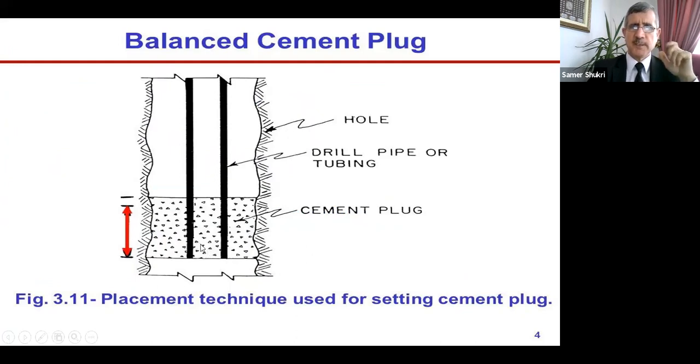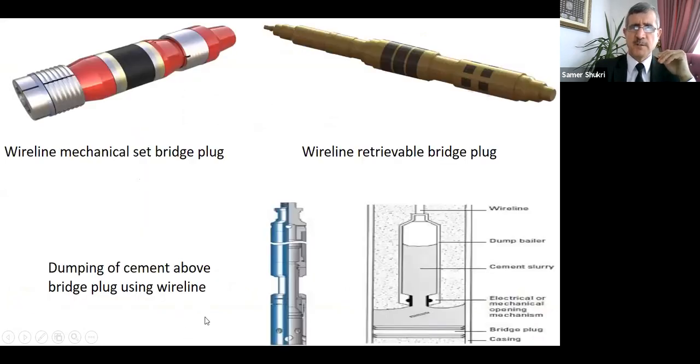Here we want to isolate a full or complete formation interval or part of it. So we pump cement using the coiled tubing, and in this case, we can produce from the upper one. If there is water here, we can isolate it, and then oil and gas we can produce from the upper part.